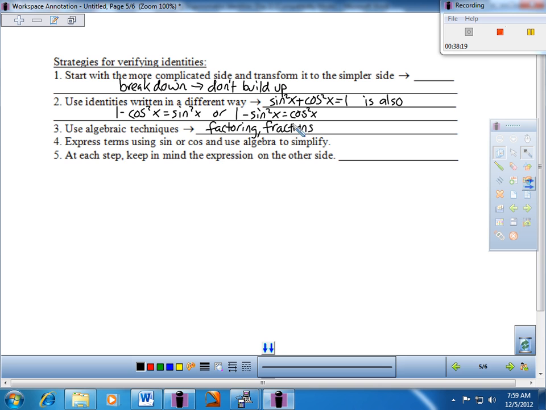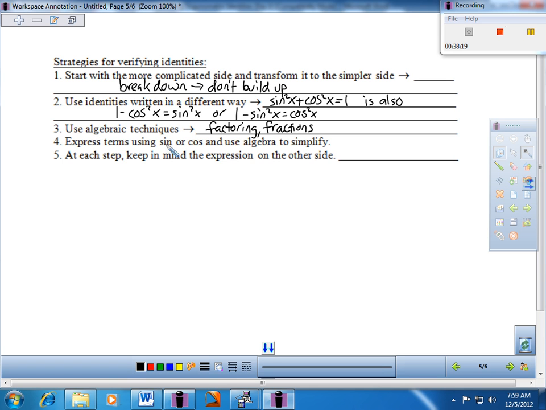I would do this a lot. When all else fails, if we don't see anything right away, try to express everything in terms of sine and cosine. All of the other 4 trig functions have a reference to sine and cosine. So either with the quotients or the reciprocals, you can change any one of the other 4 to sines and cosines. And we're going to do that a lot. That's actually a huge strategy.